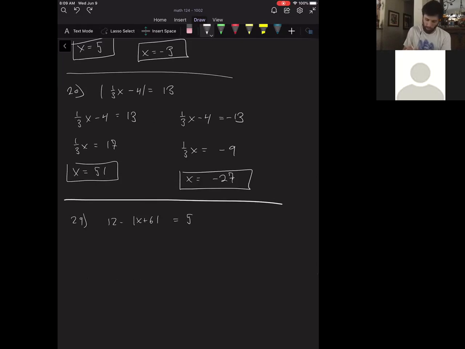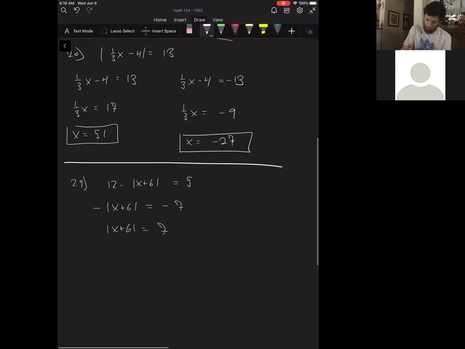So what we could do is subtract the 12 over, so we get minus the absolute value of x plus 6 is equal to 5 minus 12, which is minus 7. And then we could divide by that minus sign. So the absolute value of x plus 6 is equal to positive 7. And now basically we just turn this problem into what we've been doing previously. So now the inside's x plus 6. So we're going to have x plus 6 is equal to 7, and x plus 6 is equal to minus 7. So over here we get x is equal to 1. And then we get x is equal to minus 13.